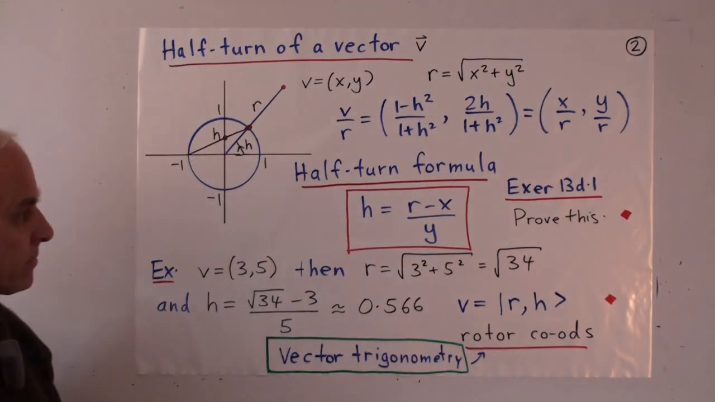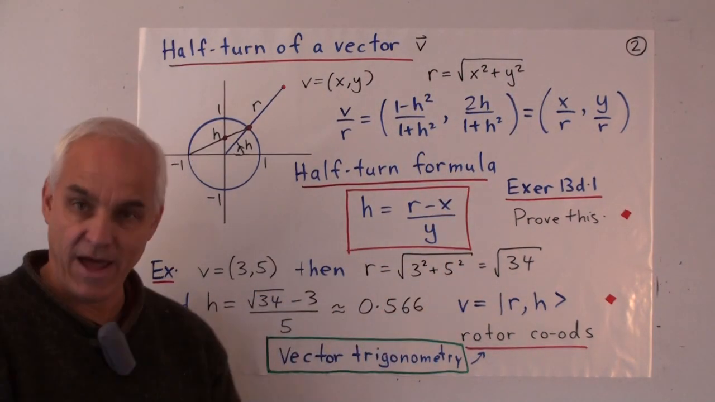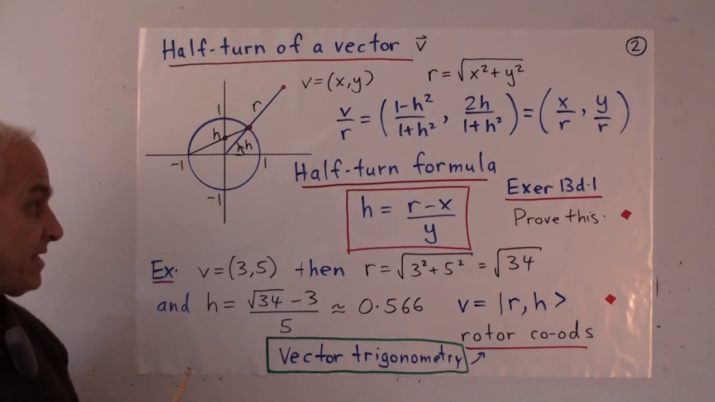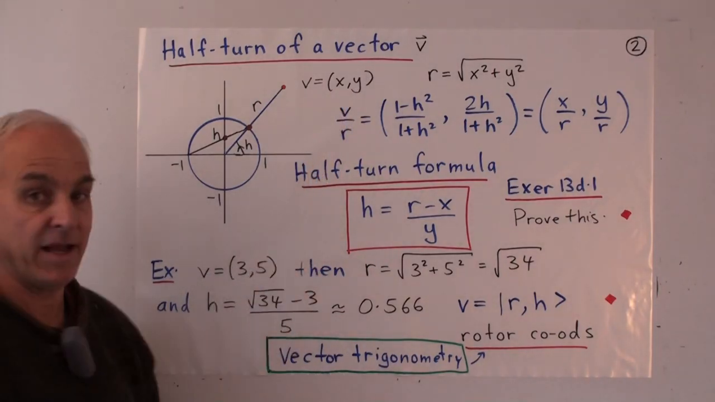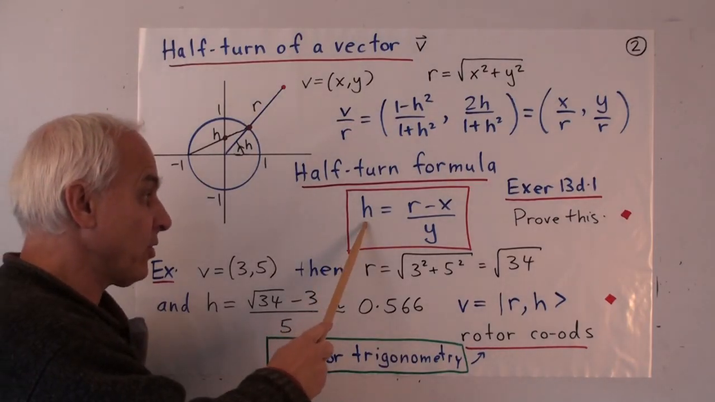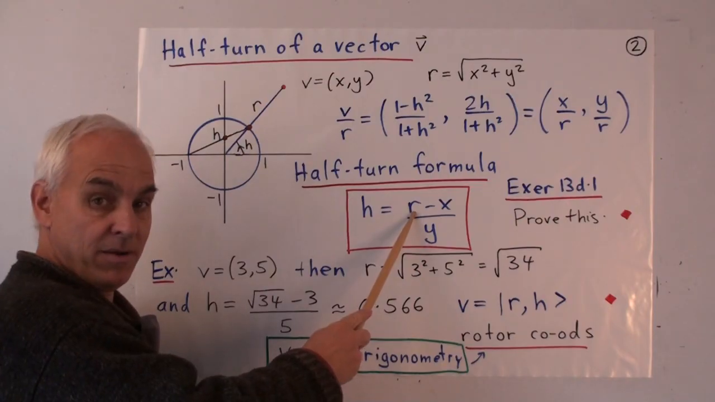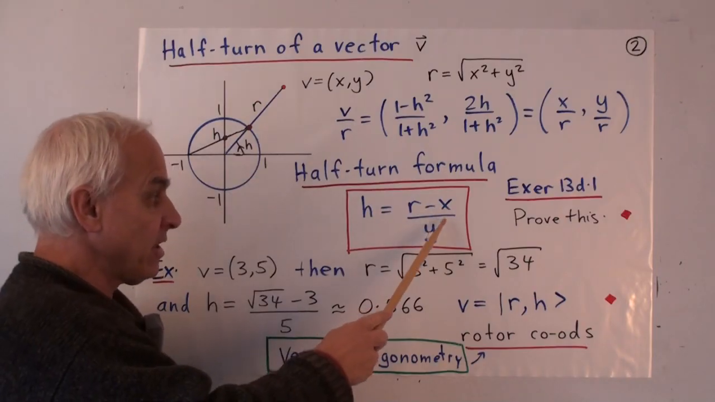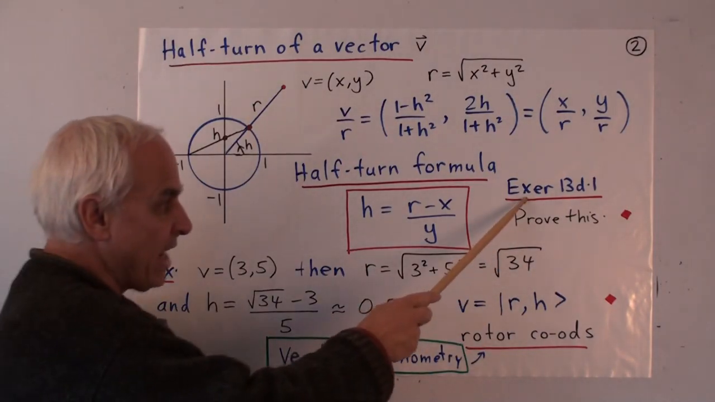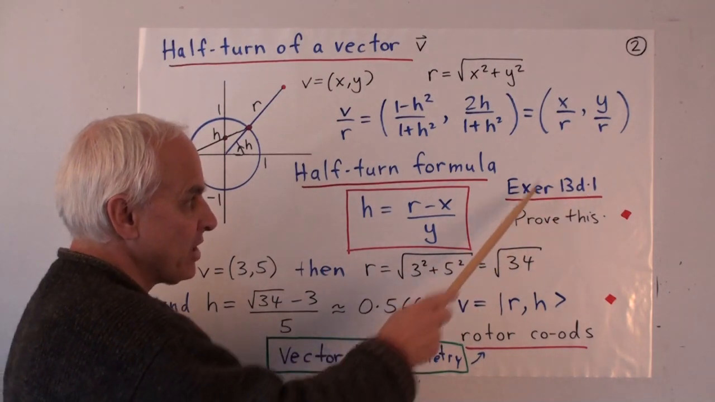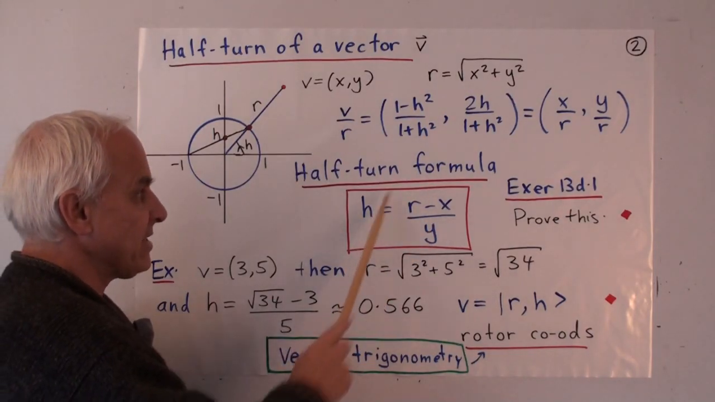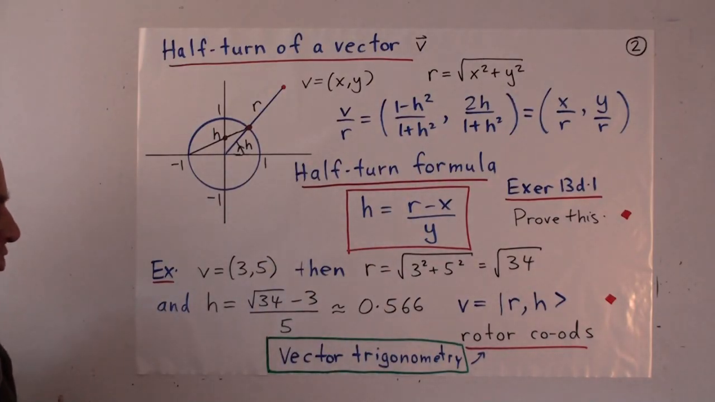So now here is an important formula, which I call the half-turn formula, which allows you to compute this half-turn relatively simply from the vector v and its x and y coordinates. The formula is simply that the half-turn is equal to the radius r, the length, minus x divided by y. And I'm going to leave it to you as an exercise to prove this. You can just use exactly this relationship here, and hopefully you'll be able to see that this right-hand side can be evaluated to the quantity h.